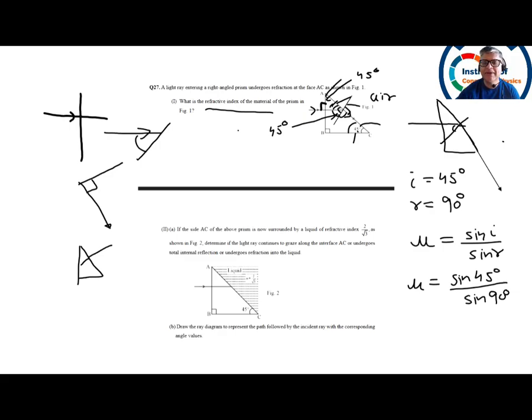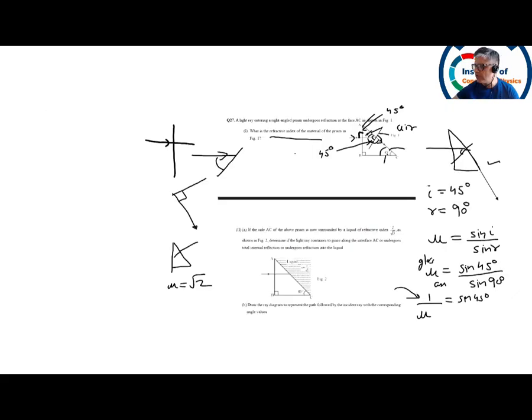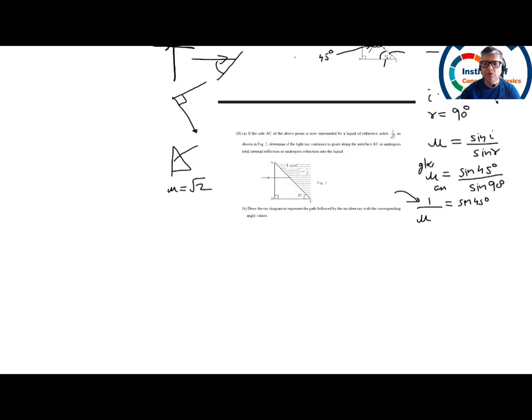So which medium am I entering here? Air, right? So refractive index of air with respect to what? The glass. So therefore, 1 upon mu of the glass is equal to sine of 45 degree. So what will happen? Mu is equal to root 2. I hope you were able to understand this, that which medium are we entering. And therefore, the way to write this was mu of air with respect to glass.